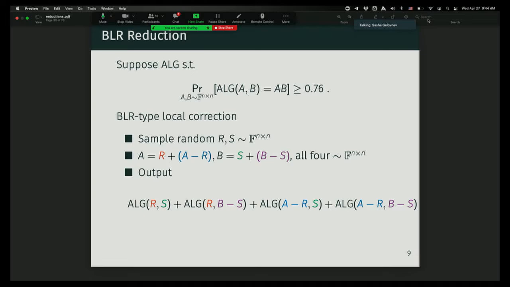Each is computed incorrectly with probability 24%, 24% here, 24% here, 24% here. So I still have 4% that all of these products are computed correctly. Then these 2 give me R times B, these 2 give me A minus R times B. So I get A times B with probability 4%, but for every A and every B. I start with an algorithm that works only for some matrices. I get an algorithm that for every A and B has some non-negligible probability of success. Now I just need to amplify this probability of success for every A and B, but that's easy to do.